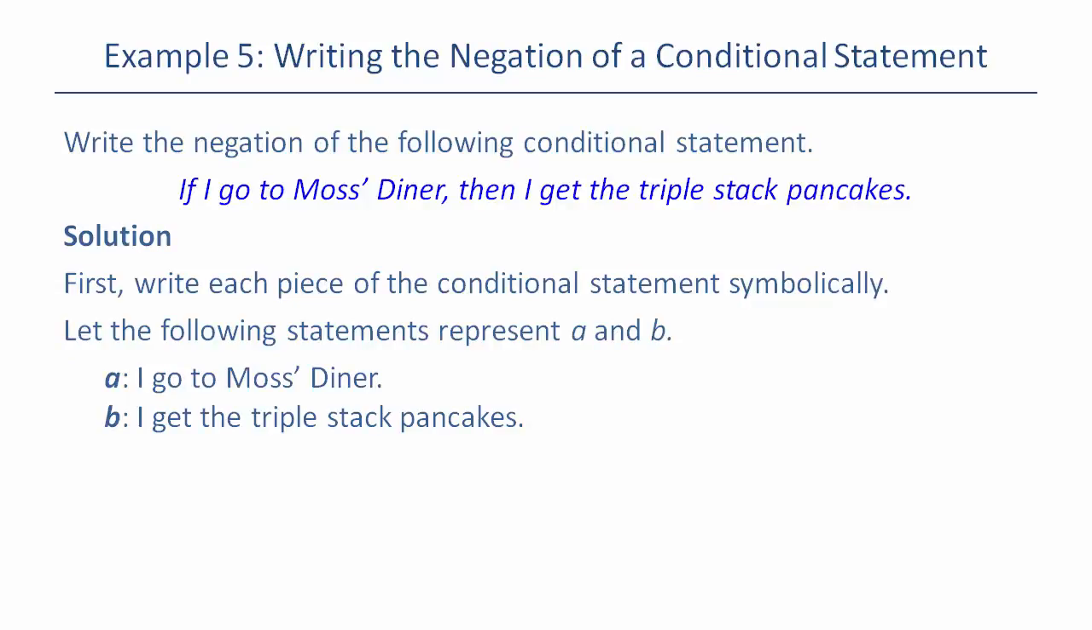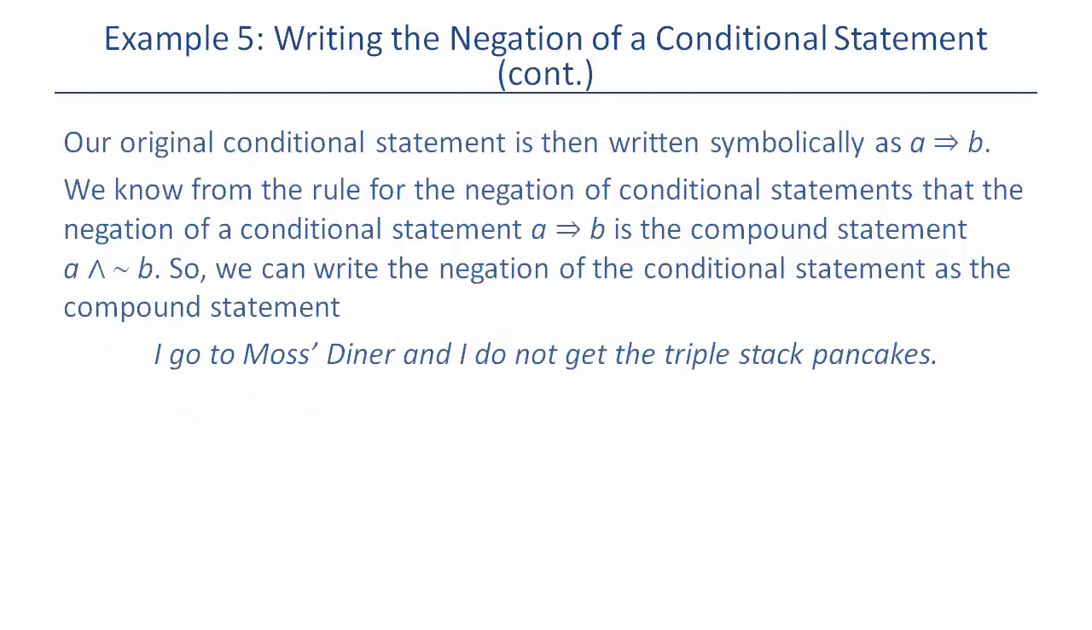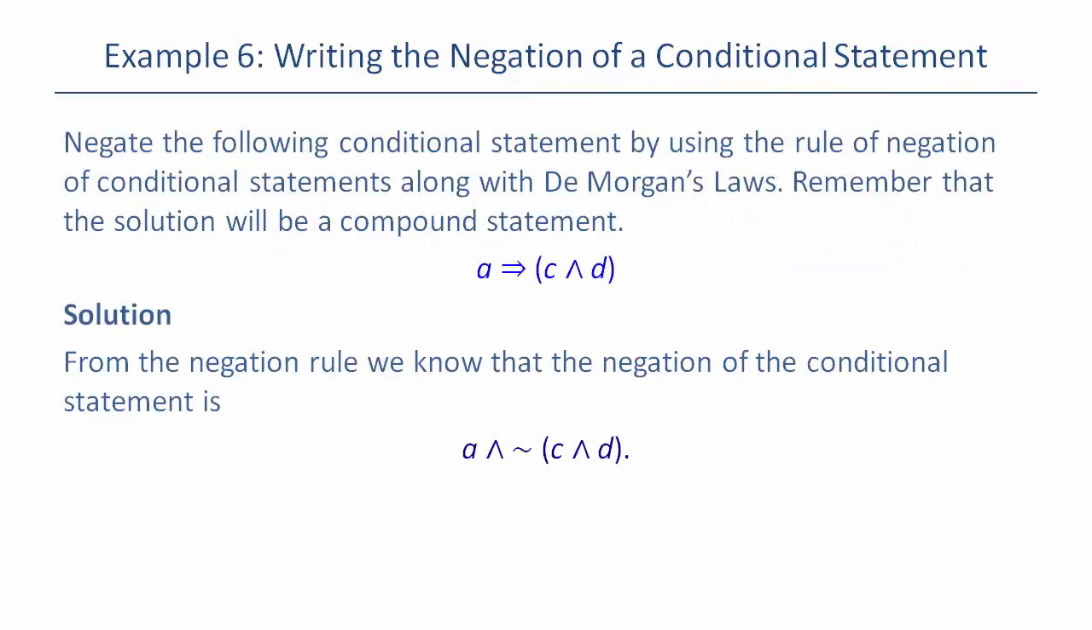So if we wanted to write the negation of if I go to Moss's dinner, then I get the triple stack pancakes. A is going to the dinner, B is getting the pancakes, so the negation would be go to the dinner and not get the pancakes. I go to the dinner and I do not get the triple stack pancakes. Okay, so that's our last negation.